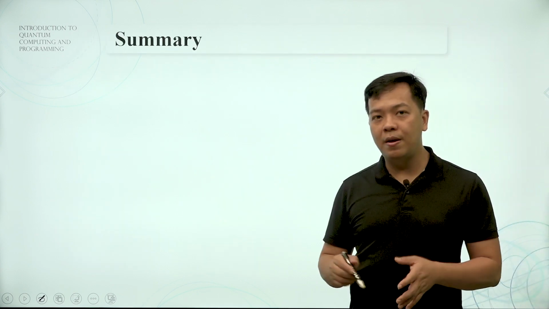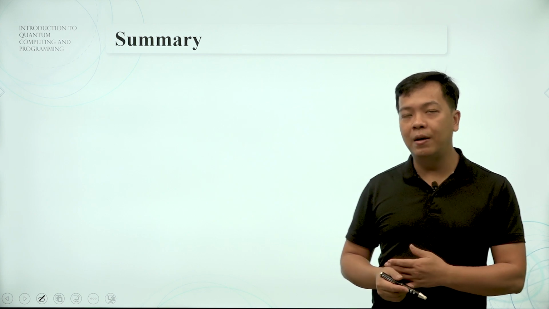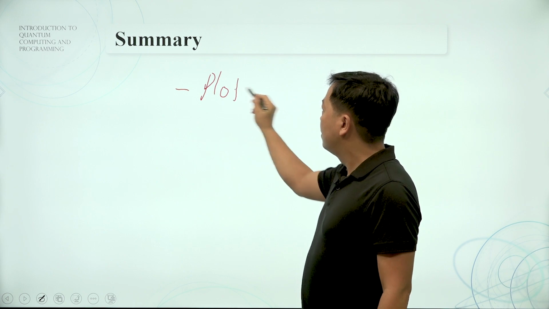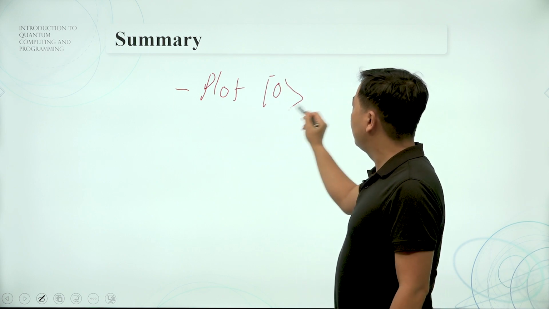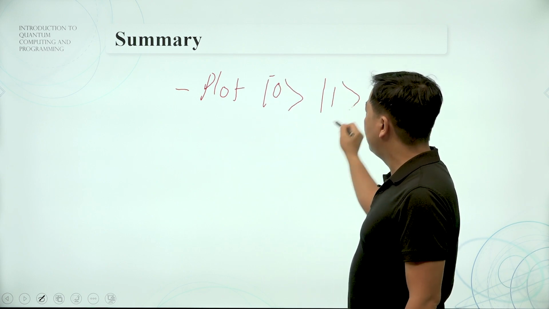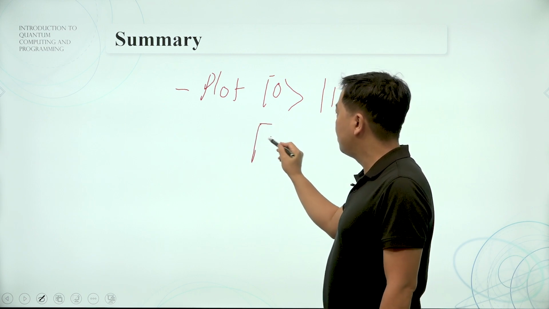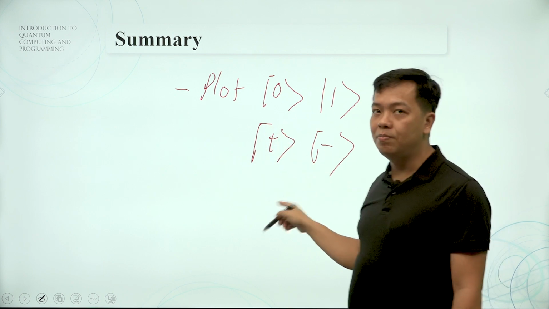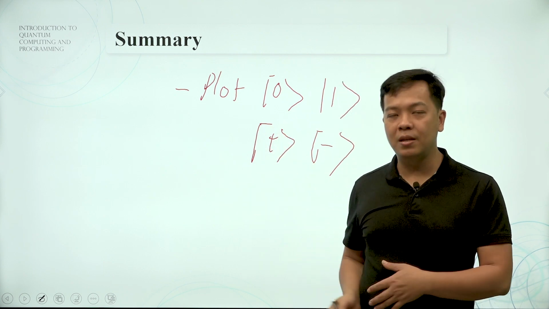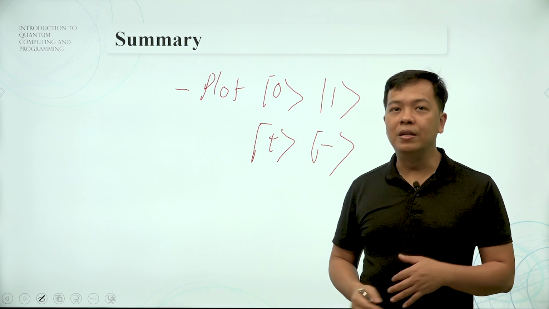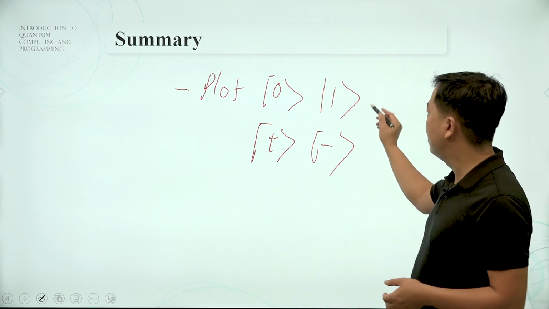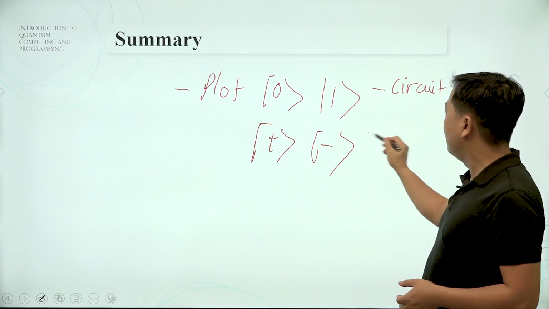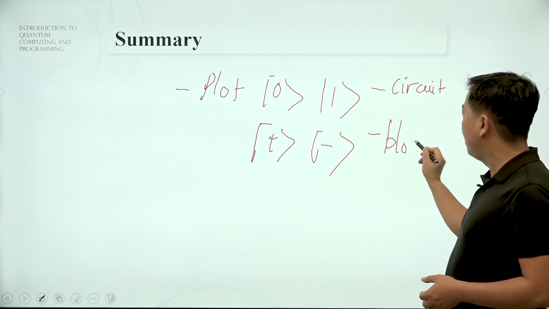Okay, this is actually very simple. I hope you remember how to plot qubit 1, qubit 0, and how you plot the positive and negative. How you plot the quantum state in the Bloch sphere or in the circuit. That's all, in the circuit and in the Bloch sphere.